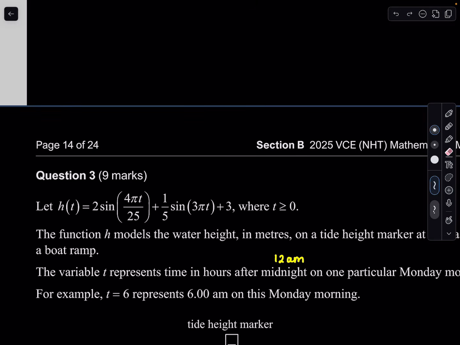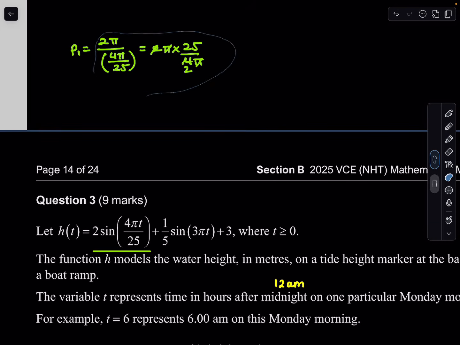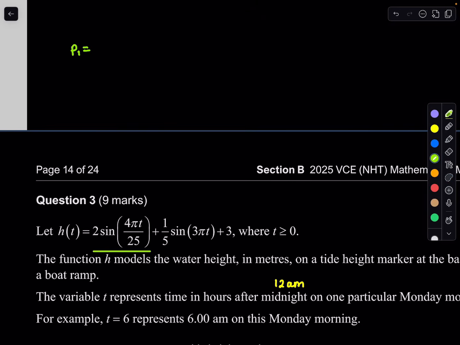So what you just need to do is find the period of each individual trig function. For example, we want to find the period for h of t. So we have to find the period of this and the period of this sine here, both periods. So let's do that. Let's call this period 1, T1, which is of course 2 pi over 4 pi over 25, which is basically 2 pi times 25 over 4 pi, which is 25 over 2 overall. 25 over 2. That's your period for this one.